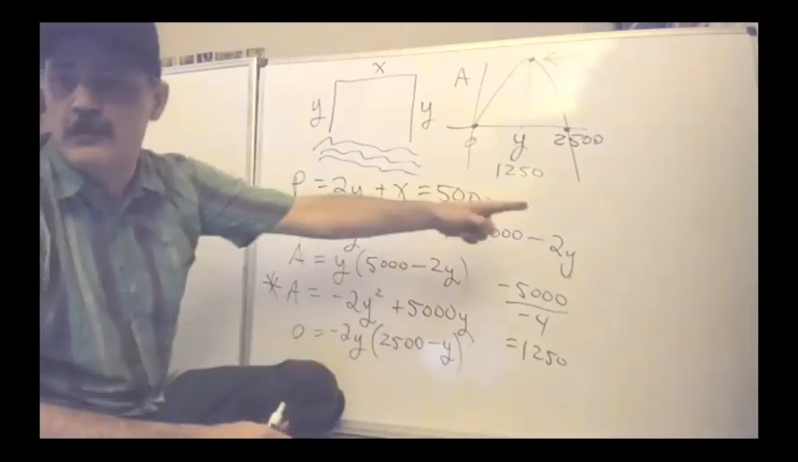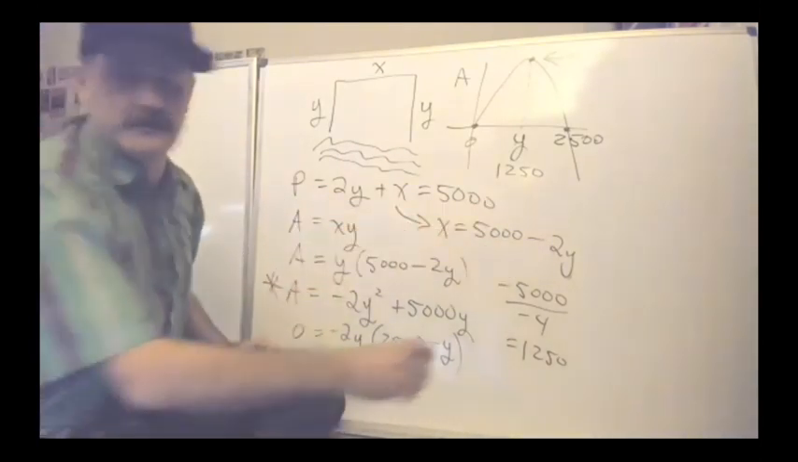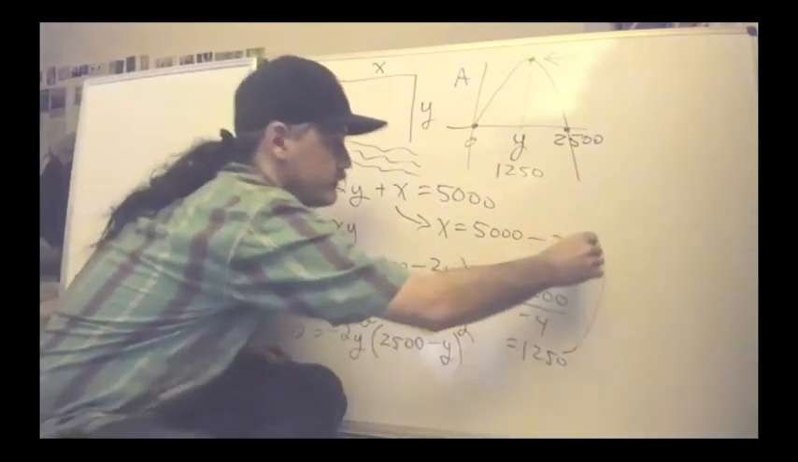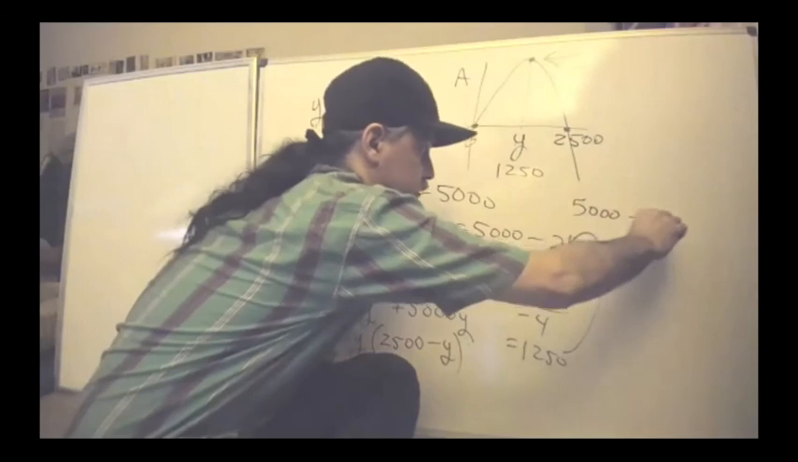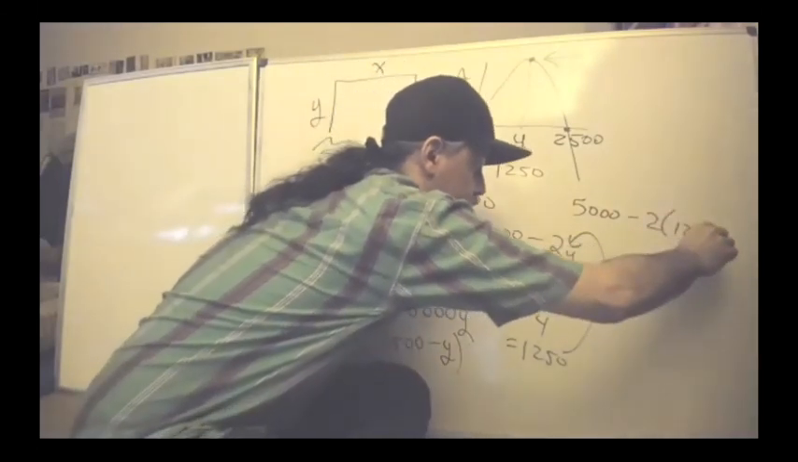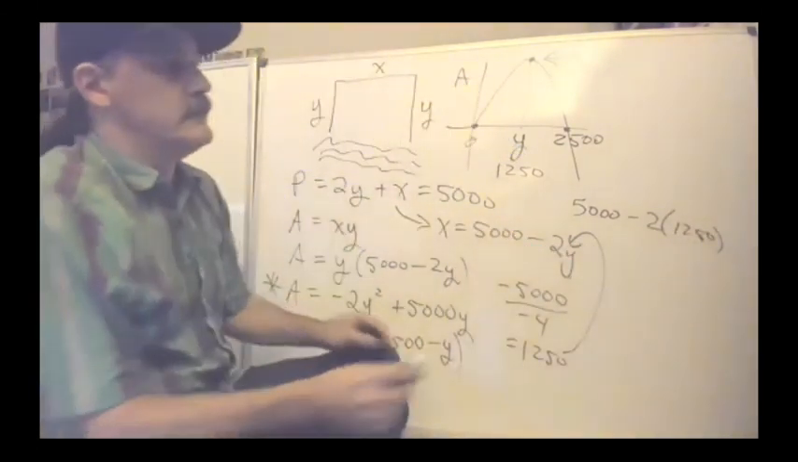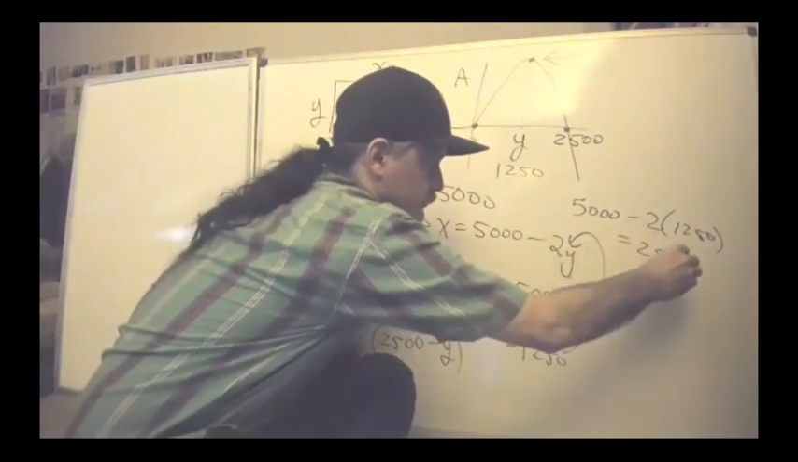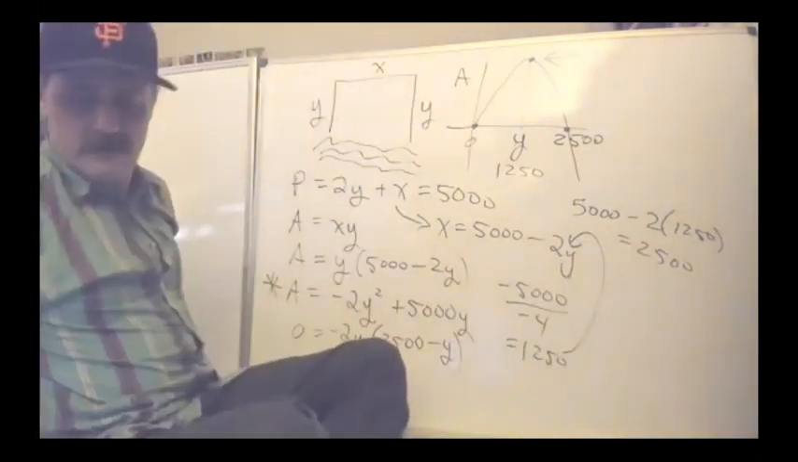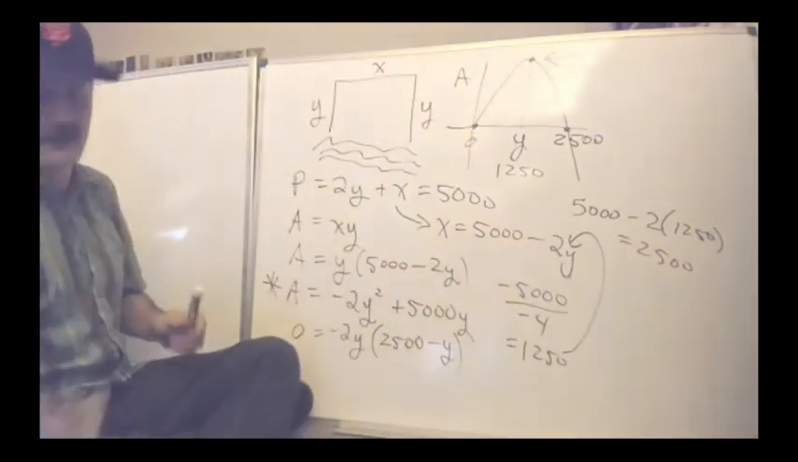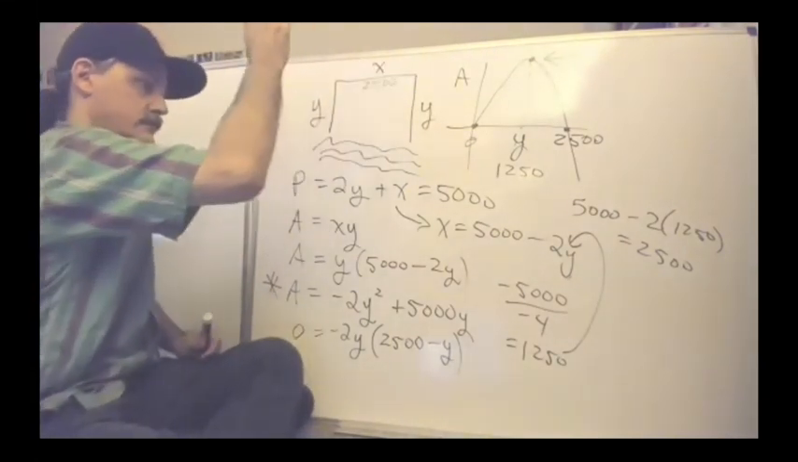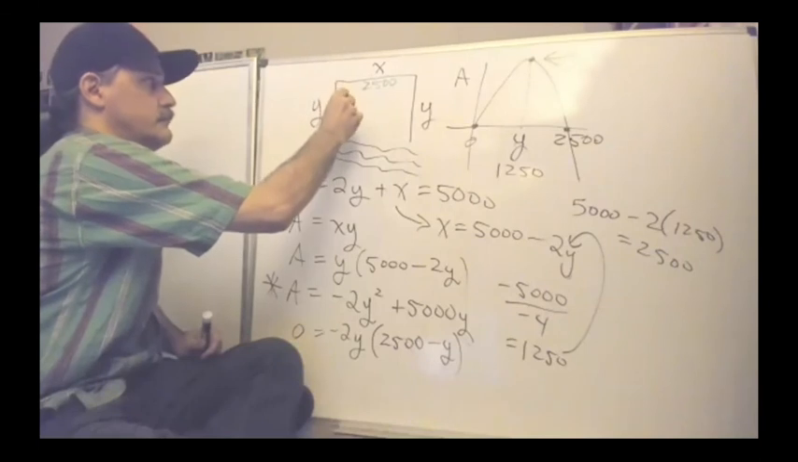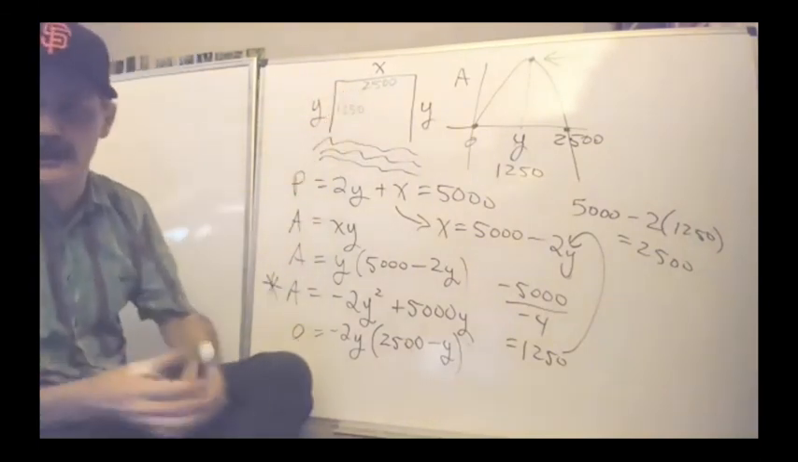All right, well, now we know y. We can put it right back here to get the x. Now we just plug that in right here. And so you get 5,000 minus 2 times that, which is 2,500. Okay, so this would be 2,500. And this would be 1,250. So that's the dimensions that would maximize the area.